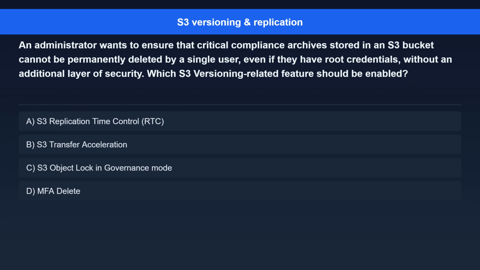Question 3. An administrator wants to ensure that critical compliance archives stored in an S3 bucket cannot be permanently deleted by a single user, even if they have root credentials, without an additional layer of security. Which S3 versioning-related feature should be enabled? Option A, S3 Replication Time Control, RTC. Option B, S3 Transfer Acceleration. Option C, S3 Object Lock in Governance Mode. Option D, MFA Delete.